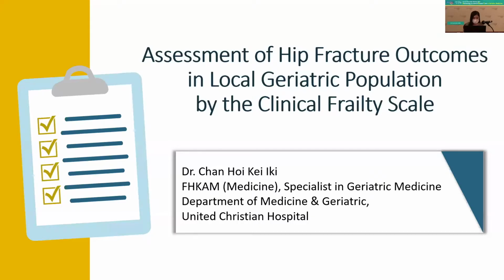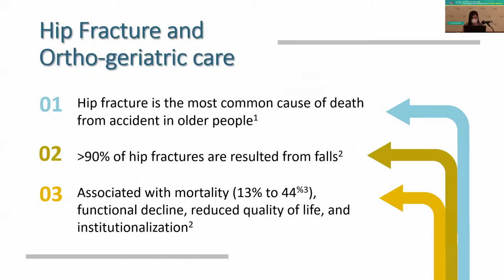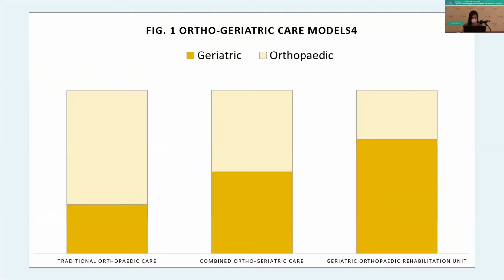Good afternoon. It is my pleasure to present my study on assessment of hip fracture outcomes in the local geriatric population by the clinical frailty scale. Hip fracture is the most common cause of death from accidents in older people. More than 90% of hip fractures result from falls, which are known as one of the geriatric syndromes. It is associated with mortality, functional decline, reduced quality of life, and institutionalization.